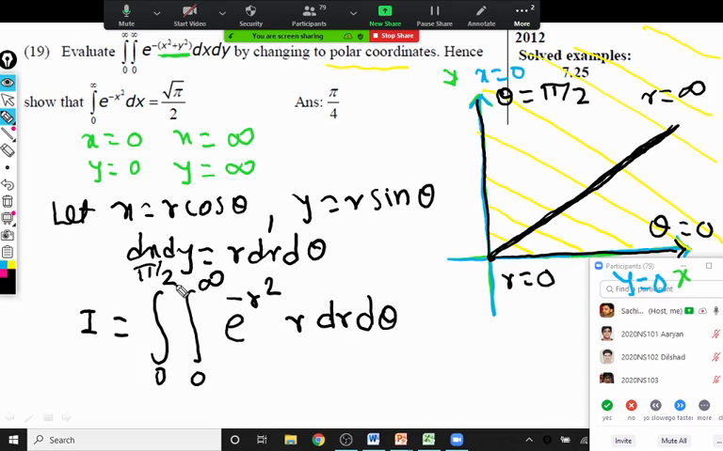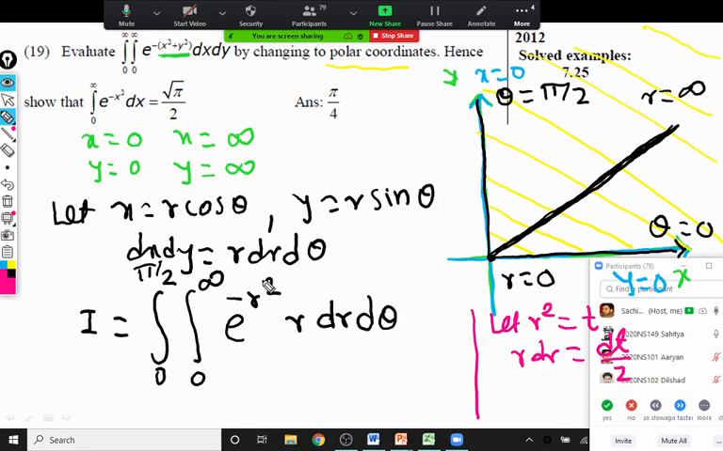Now, for integration, integrate this. So we will put r square equals t. Very good, this is the substitution that works. Let r square be t. Then r dr will be dt by 2. Correct, dt by 2.